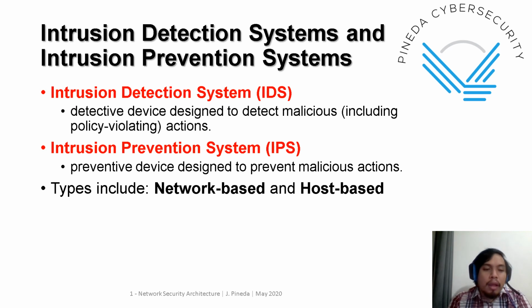Okay. Some other technologies that we will be using include the IDS and IPS. So IDS, or intrusion detection systems, are detective devices designed to detect malicious, including policy violating actions. And usually it's a combination. An IPS is combined. This is a preventive device designed to prevent malicious actions. So usually these devices are placed after the firewall. So whatever traffic passes through the firewall will also be screened.